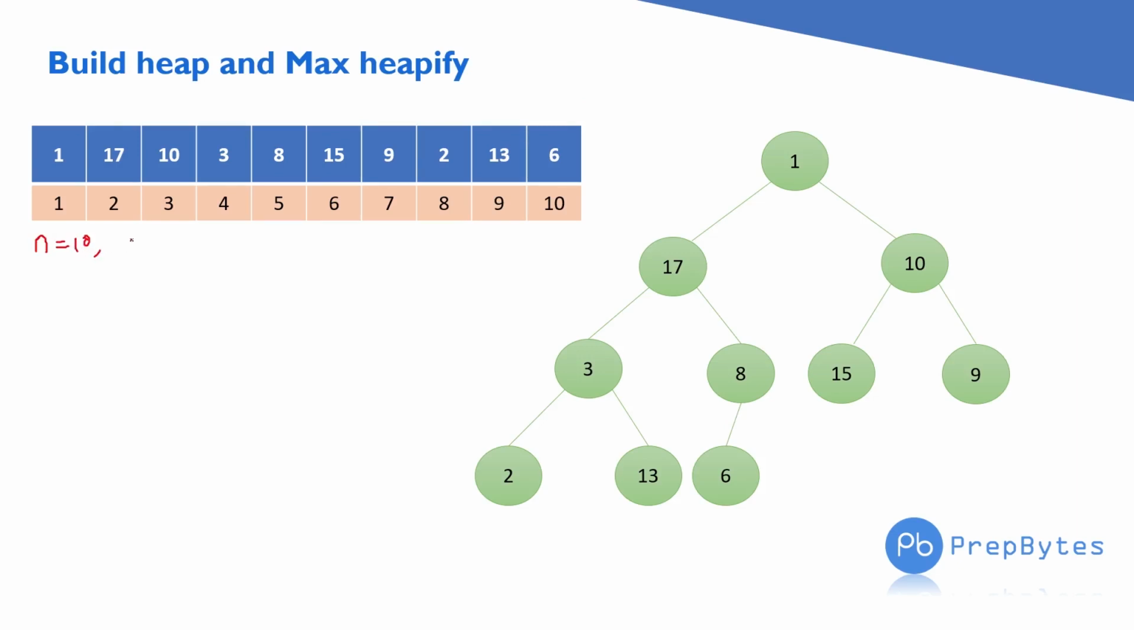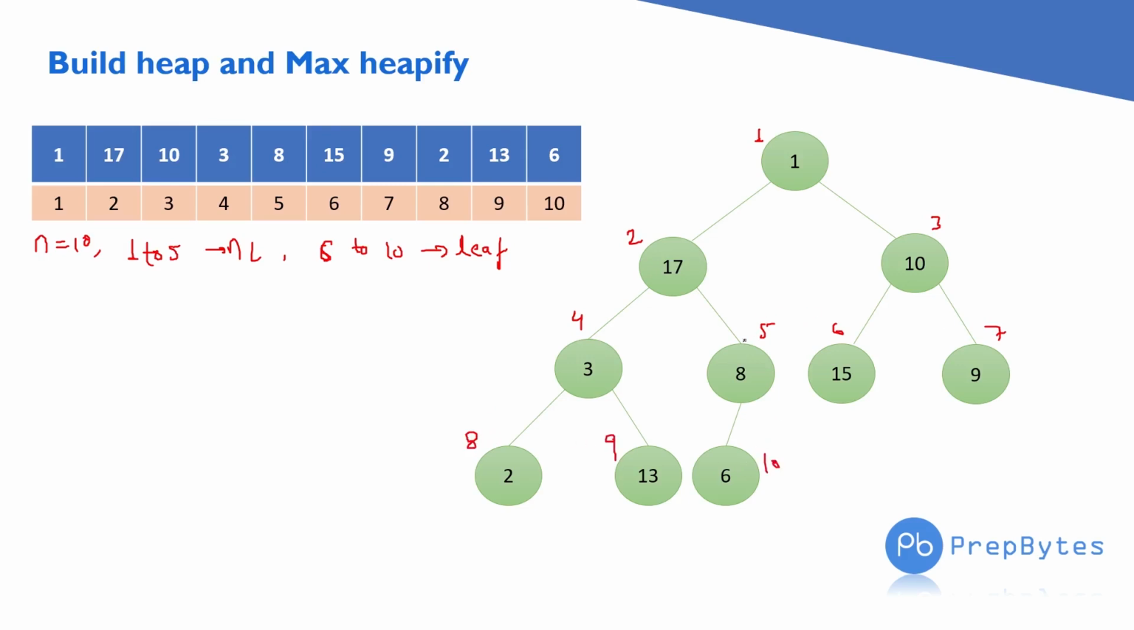Since n value becomes 10, from 1 to 5 becomes my non-leaf, and from 6 to 10 becomes my leaf. Okay, just now we have seen this formula. So let's see, this is 1, this is 2, this is 3, this is 4, this is 5, this is 6, this is 7, this is 8, 9 and 10.